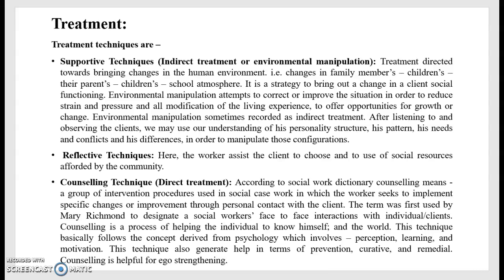According to the Sociological Dictionary, counseling means a group of intervention procedures used in social casework in which the worker seeks to implement specific changes or improvement through personal contact with the client. The term was first used by Mary Richmond to designate a social worker's face-to-face interactions with individual clients. Counseling is a process of helping the individual to know himself and the world. This technique basically follows the concept derived from psychology, which involves perception, learning, and motivation. These techniques also help in terms of prevention, cure, and remediation. Counseling is helpful for ego strengthening.